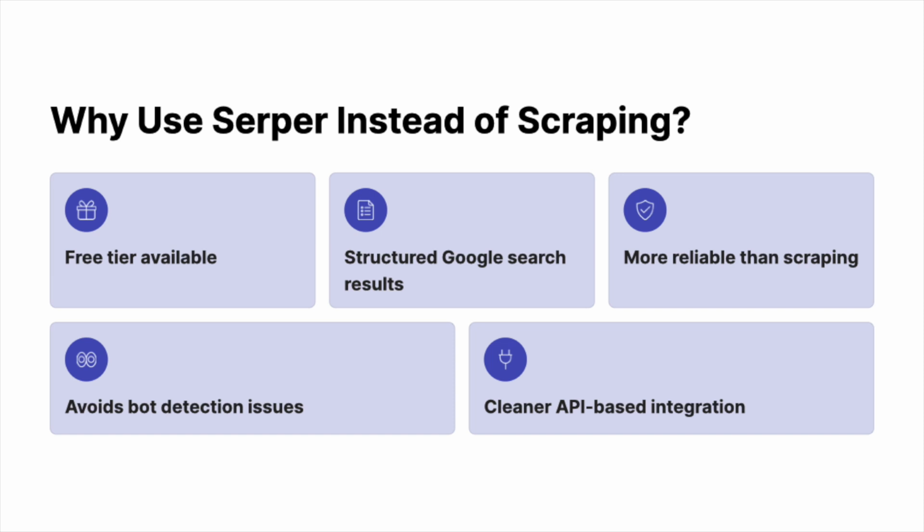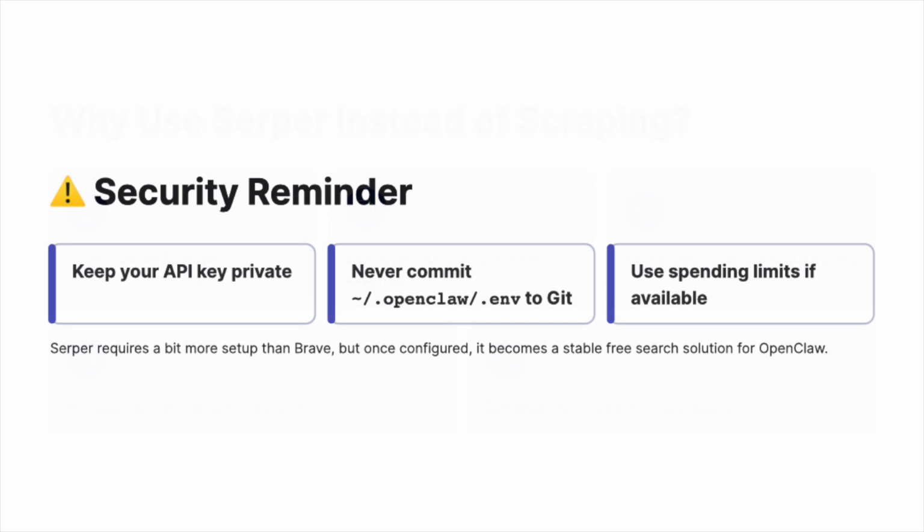Now, very important to make a note: keep your API key private, never commit OpenClaw or .env to Git, and use spending limits always if available, right? Serper requires a bit more setup, as I mentioned, than Brave, but once configured, it becomes a stable free search solution for OpenClaw, right? Easier? Happy? I hope you now have the capability of web search in your OpenClaw.